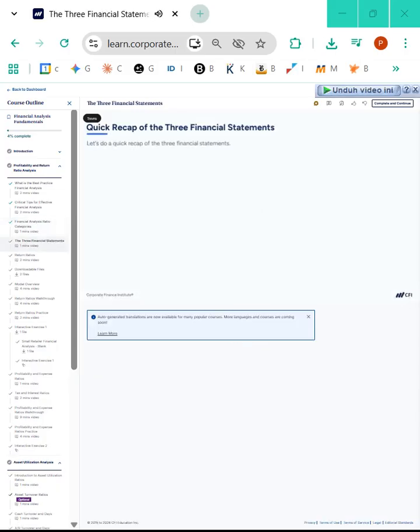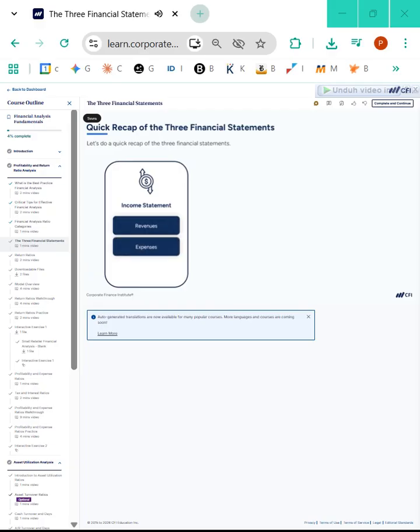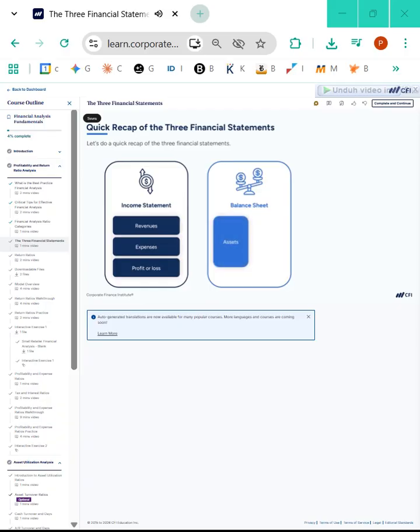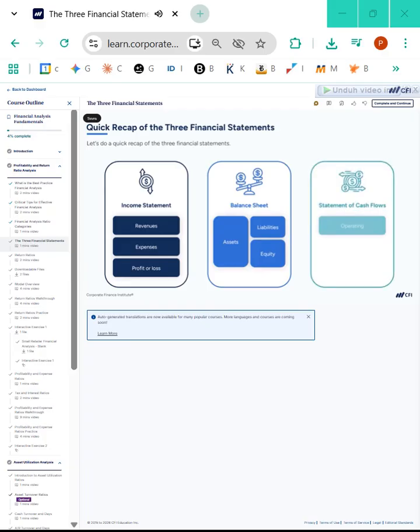Before diving into our return and profitability ratios, let's do a quick recap of the 3 financial statements. First is the income statement, also referred to as the statement of profit and loss, or P&L, which shows what a business has earned as revenues, what it's paid out in expenses, and the resultant profit or loss for a given period. The balance sheet, also known as the statement of financial position, shows what a business owns, its assets, what it owes, its liabilities, and what it's worth, its equity, at a particular point in time. The statement of cash flows shows how a business has generated or used cash for operating, investing, or financing activities.